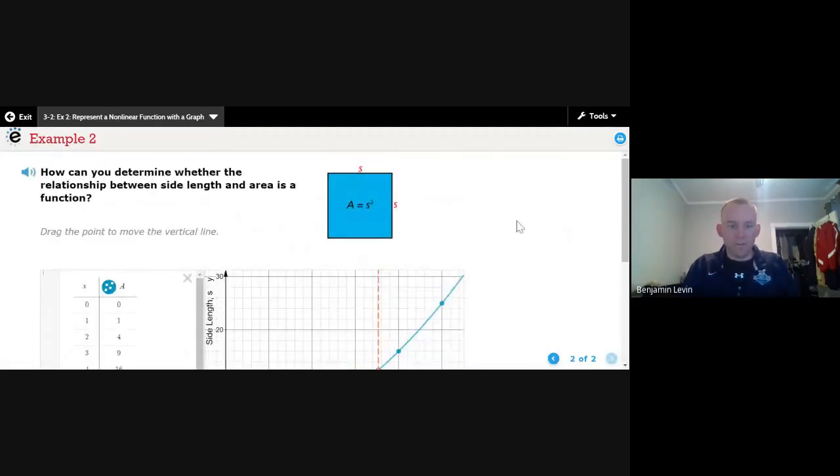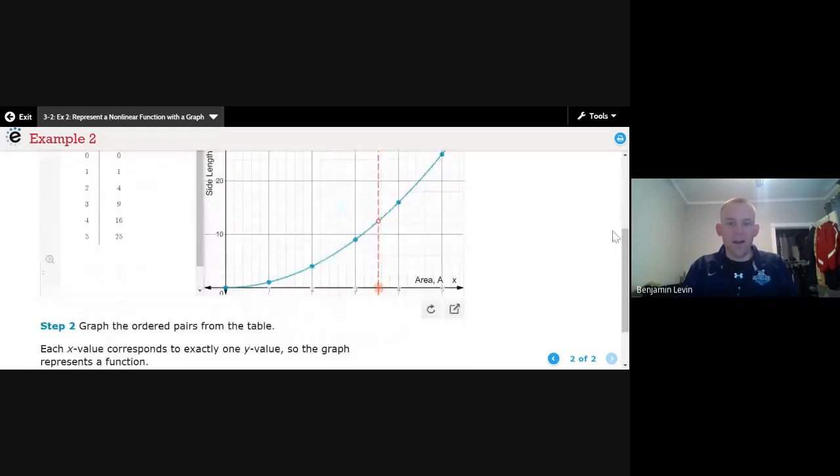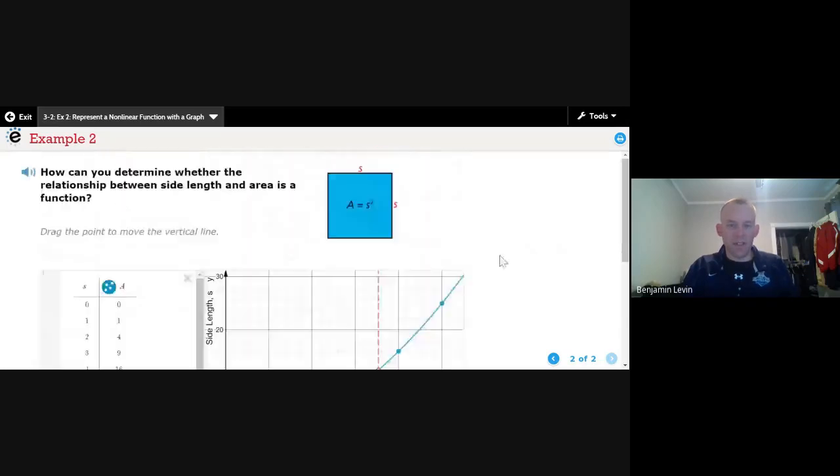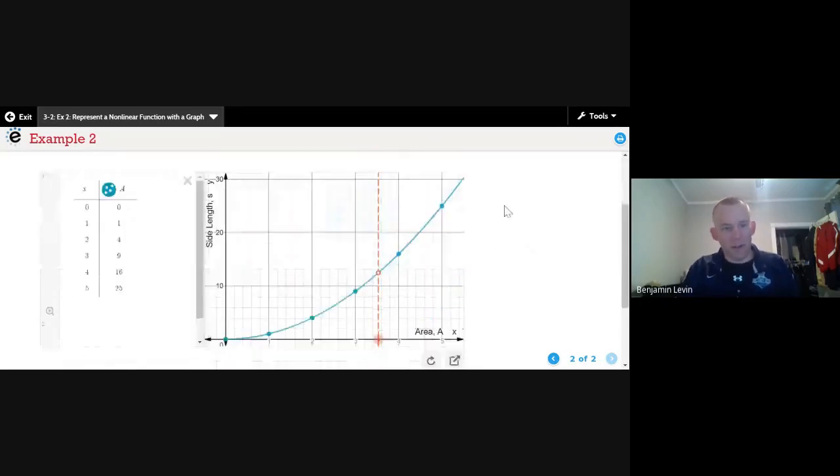All right, so it's going to ask us to plot the points here. So when the side length is 0, the area is obviously 0, because if you have a side length of 0, you don't have a shape, you have nothing, right?